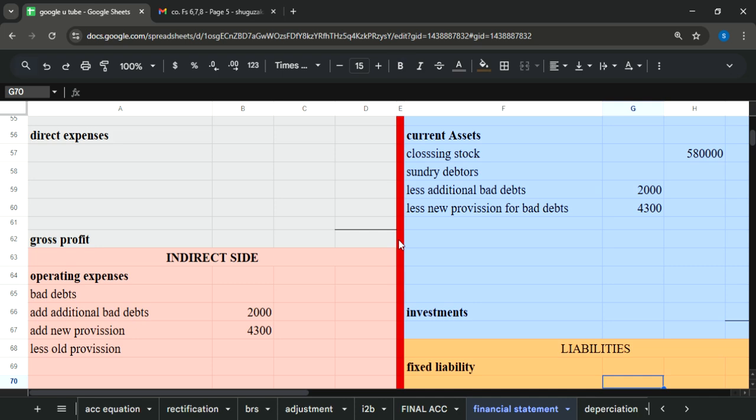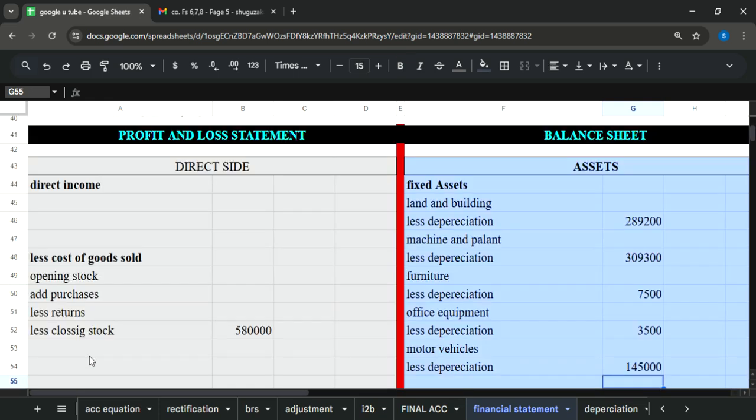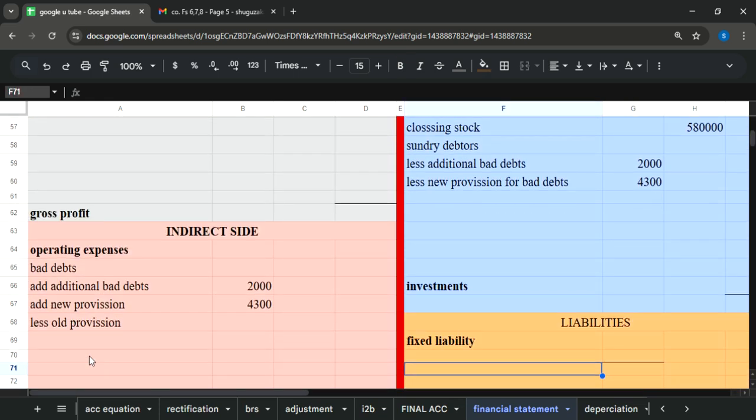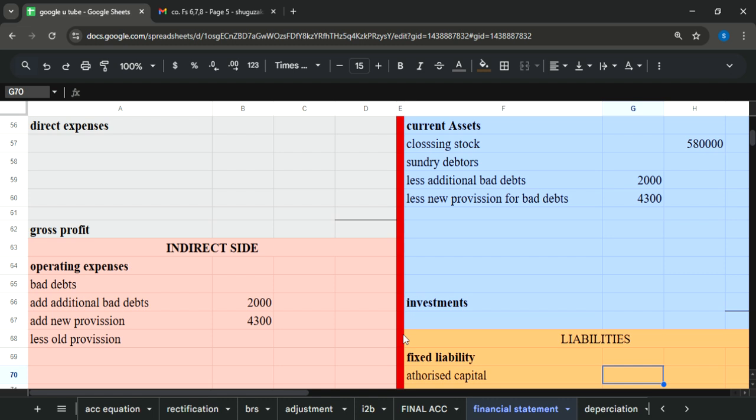Again, our debate would be about this sixth adjustment. As we approved, the amount is already present in trial balance, so we won't be considering it as appropriate adjustment. There will not be two effects, only one effect. 5 lakh is your capital. You will come over here in fixed liability. First you will mention authorized capital and see how much authorized capital, which is mentioned over here, 10,000 shares, 100 each. So write down 10,000 shares and 100 each.